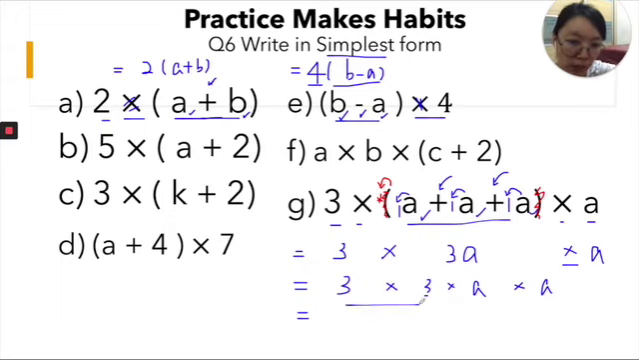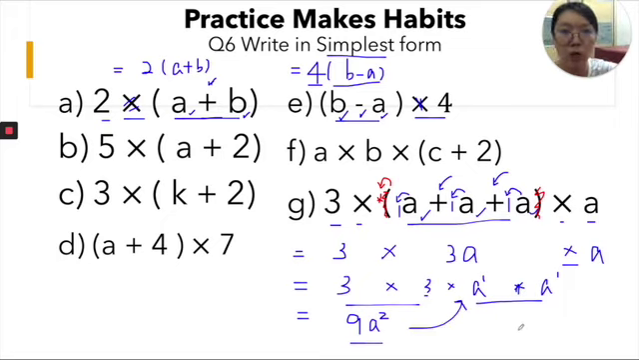3 times 3, I'll have 9. And I collect all the same alphabet together. Oh, A times A. Throw away the times. I put A, repeating for 1 time, repeating for 2 times. So A squared. This is only happening on multiply. As a conclusion, when you see plus, check for like terms. When you see multiply, throw away and merge everything together.